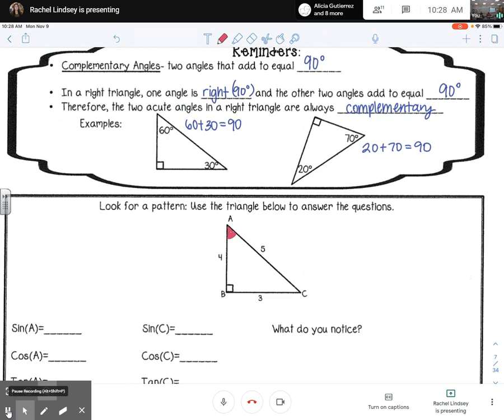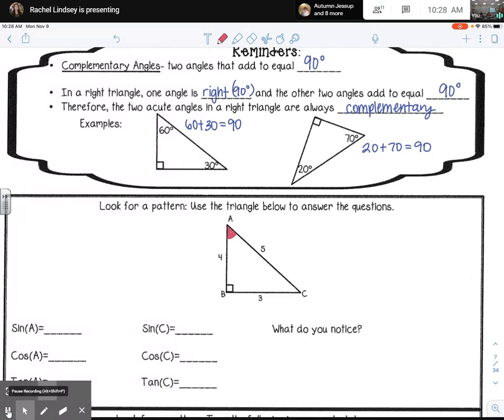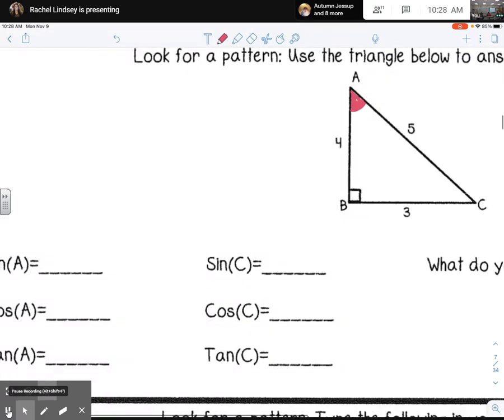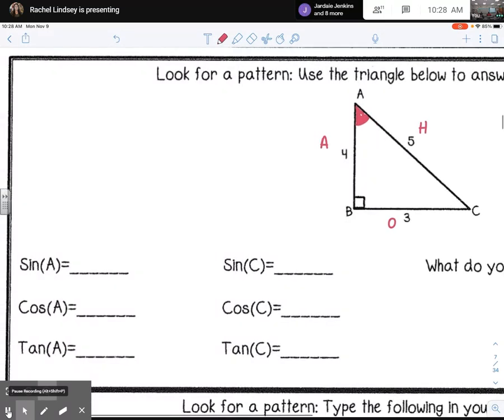So first one is looking at A. For A, 5 is the hypotenuse, 3 is opposite, 4 is adjacent. So sine of A is 3 over 5. Cosine of A, 4 over 5. And then tangent, opposite over adjacent, is 3 over 4. So we found our ratios for angle A. Now we need to find them for angle C.